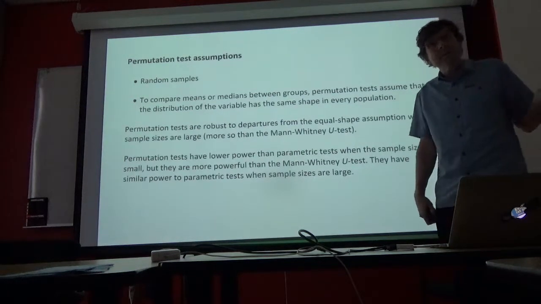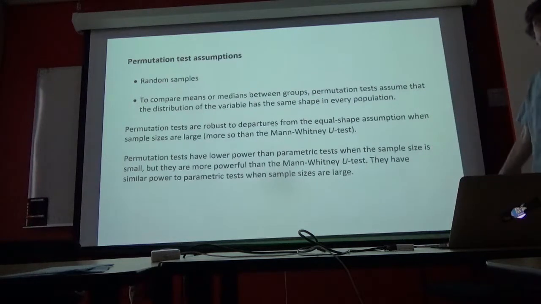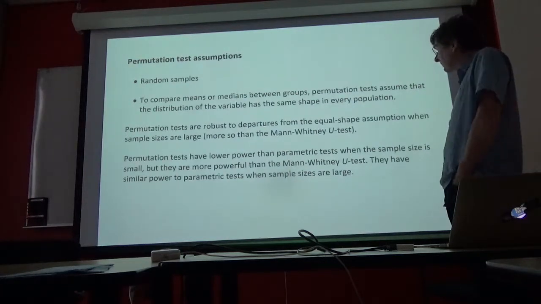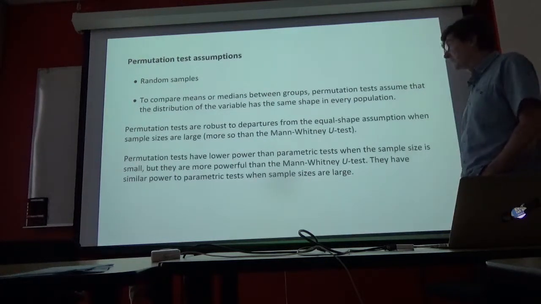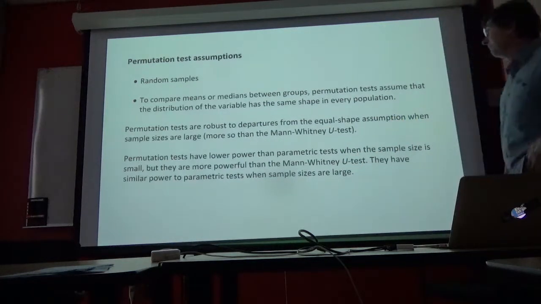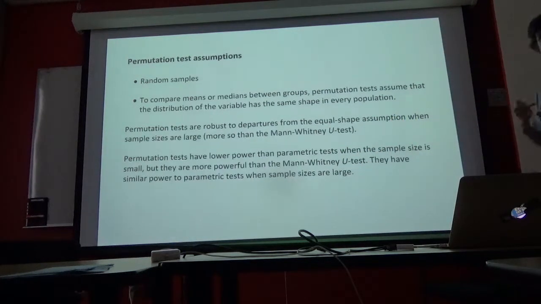So why don't we always use permutation tests? Why does the t-test still exist? Why does the F-test still exist when we are freed of assumptions using the permutation test method? Well, one reason is that permutation tests have lower power.